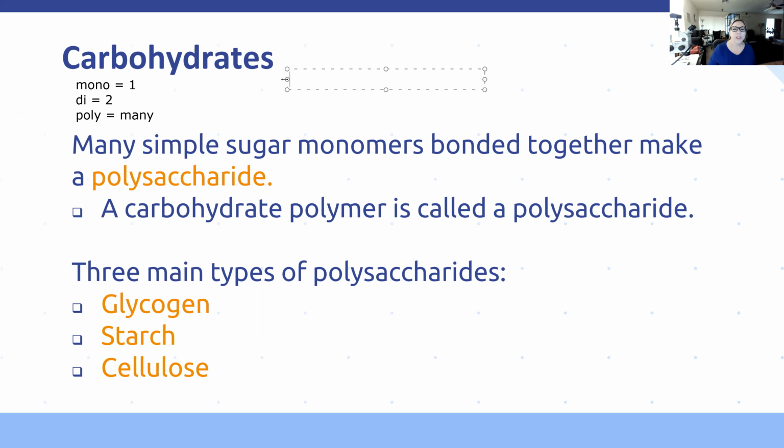So I think I already wrote this for you, but I'm going to write it again. Monomer equals monosaccharide for carbohydrates. And a polymer is a polysaccharide for carbohydrates.